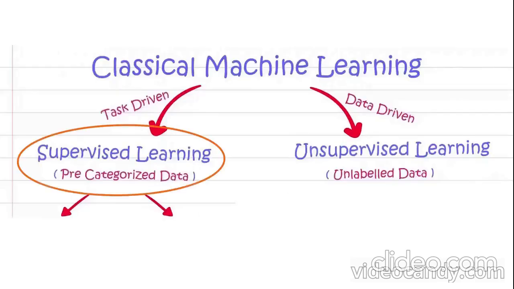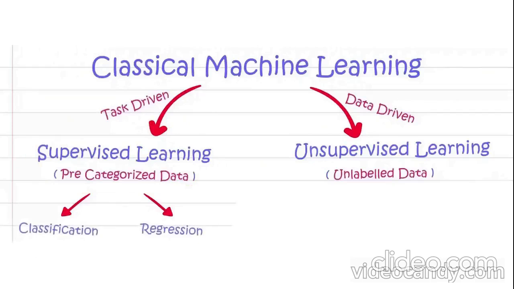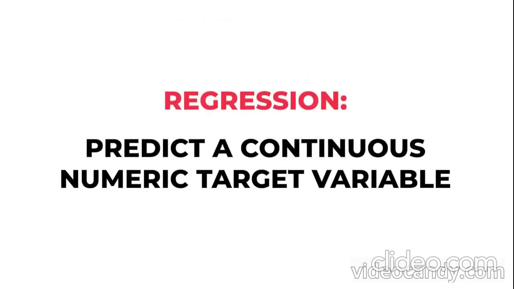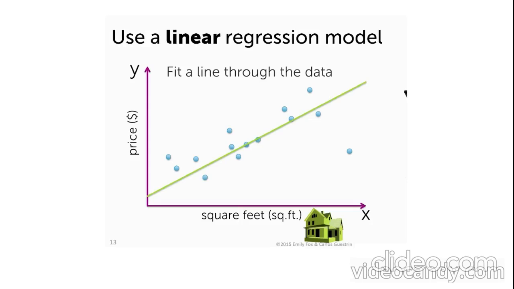Let's start with supervised learning, arguably the bigger and more important branch of machine learning. There are broadly two subcategories. In regression, we want to predict a continuous numeric target variable for a given input variable. Using the example from before, it could be predicting the price of a house given any number of features of a house and determining their relationship to the final price of the house.